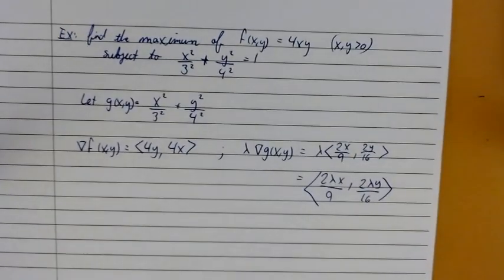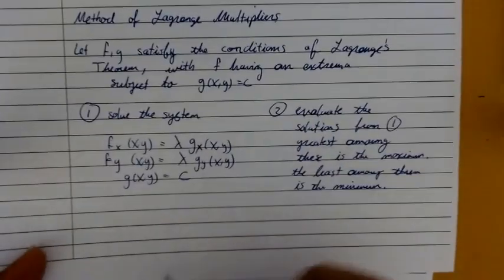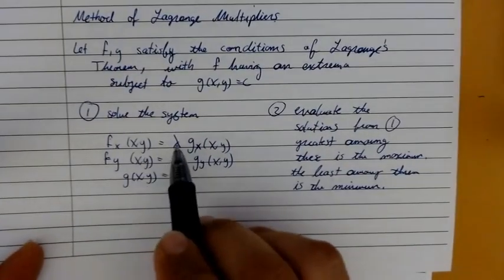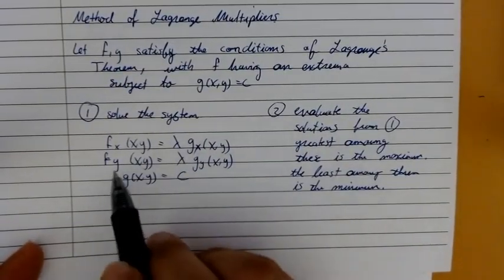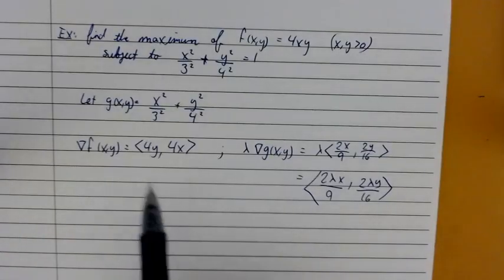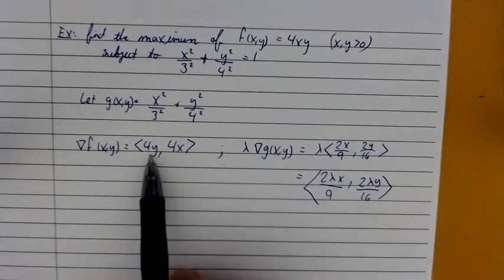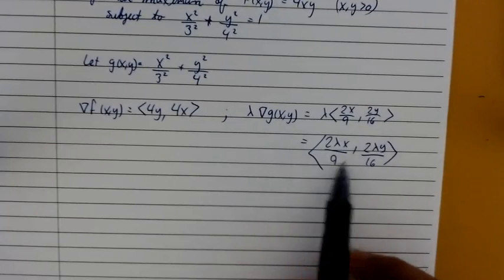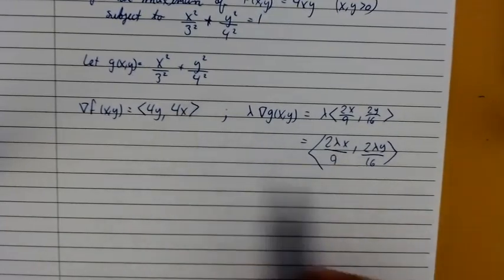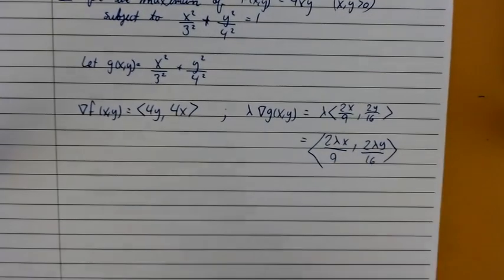Now, using the method of Lagrange multipliers, we're going to take f sub x and have that equal to lambda g sub x, and f sub y equals lambda g sub y. So there's f sub x, and there's lambda g sub x. There's f sub y, and there's lambda g sub y. We're going to set those equal to each other.